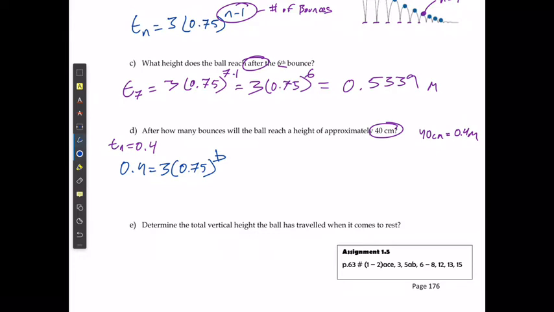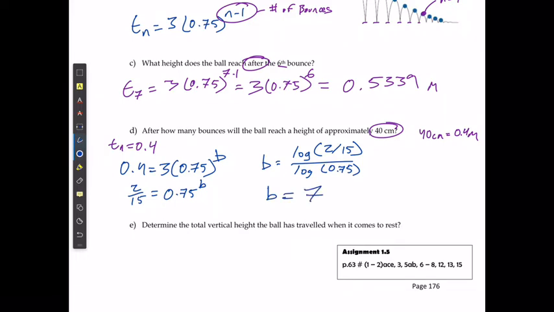Which means that when I divide both sides by 3, I'm actually going to wind up getting 2 over 15 is equal to 0.75 to the power of b, and my number of bounces is going to equal log of 2 over 15 divided by log of 0.75, which is going to be approximately 7 bounces.